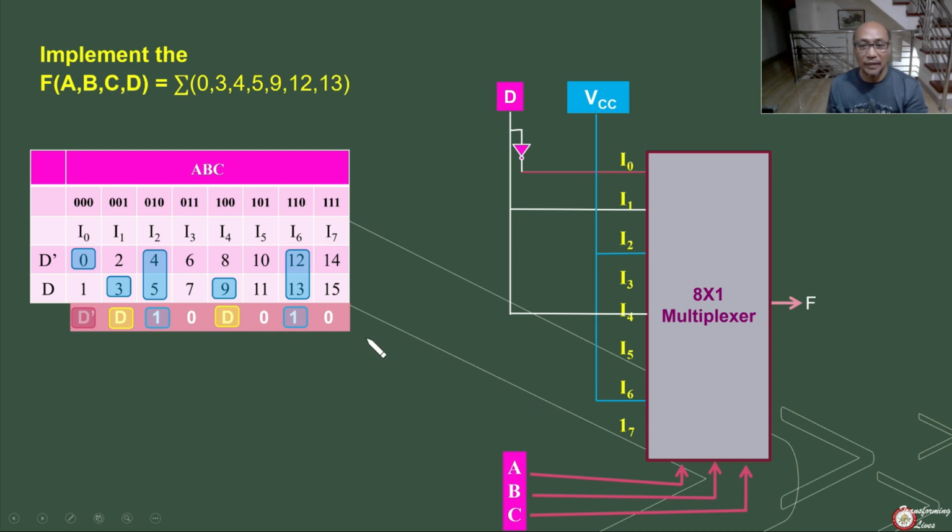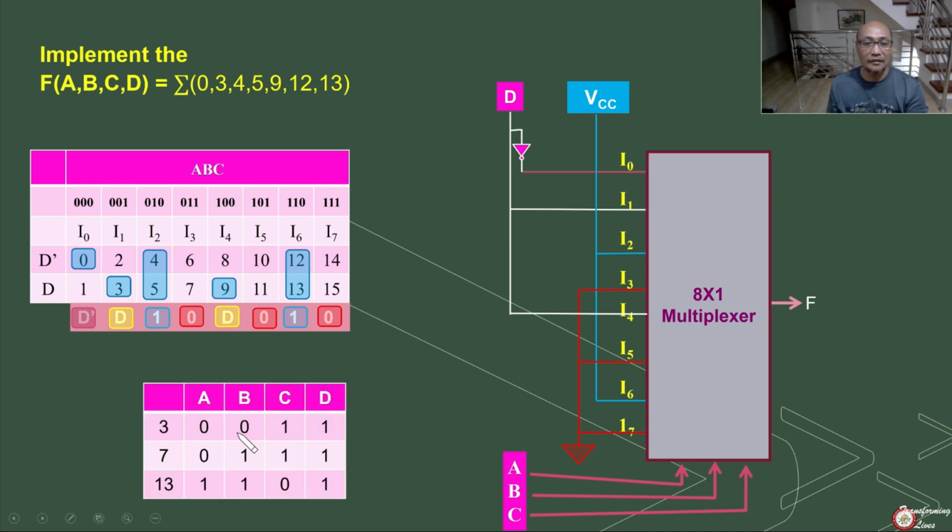It can be achieved by connecting it to ground. So let's try to simulate our circuit whether it is able to implement the function F(A, B, C, D) equivalent to the summation of 0, 3, 4, 5, 9, 12, and 13. Let's try to simulate the values 3, 7, and 13. So if we have the value for 3, that will be equivalent to 0, 0, 1, 1. Meaning to say, ABC will be equal to 0, 0, 1.